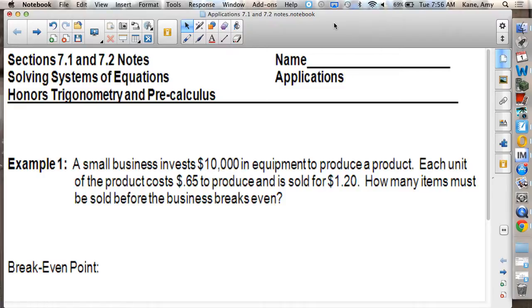So the first example here talks about the break-even point. A small business invests $10,000 to buy equipment to produce some kind of product. Each unit of the product costs 65 cents to produce, and it's sold for $1.20.